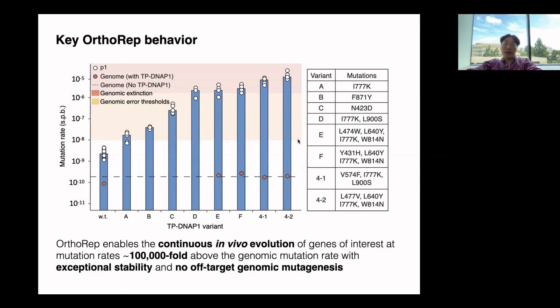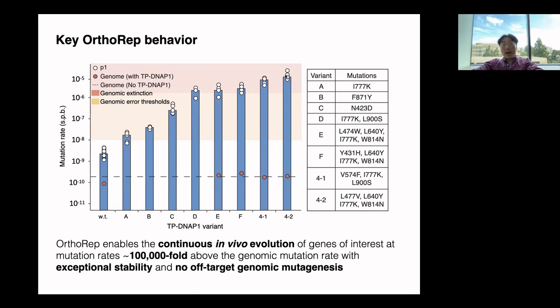10. Okay, so what I'm showing here is that there's a large shaded region of mutation rates that you could just not achieve on the genome in any durable fashion. But when you have those mutation rates on the orthogonal system, you can maintain them for as long as you want, at least as long as we've tested, which is hundreds of generations.